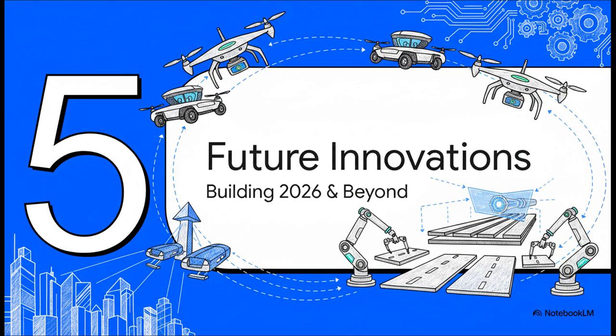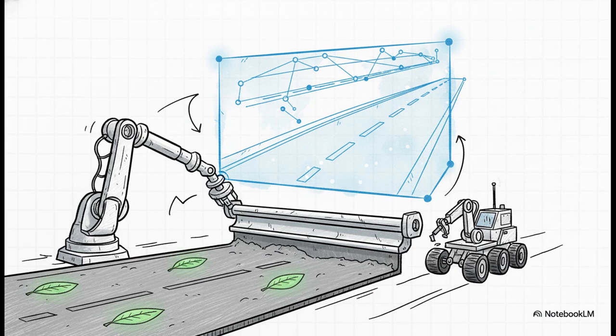Now, engineering never stands still, which brings us to our final topic, Section 5, Future Construction Innovations, Building 2026 and Beyond. The entire construction industry is on the brink of a massive high-tech evolution. We are looking at a near future where massive 3D printers extrude concrete structures layer by layer. We'll see robotics and automation on job sites working alongside human crews to tackle labor shortages.